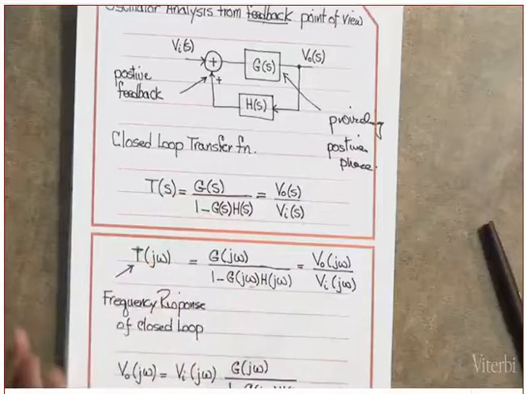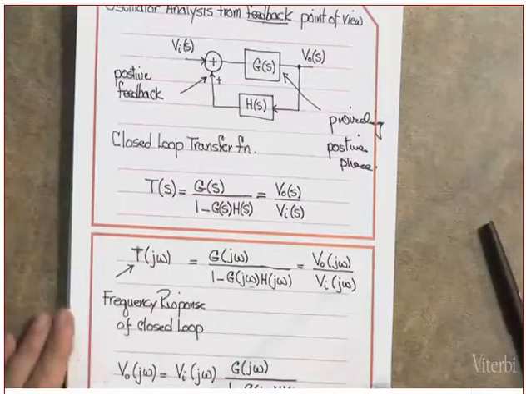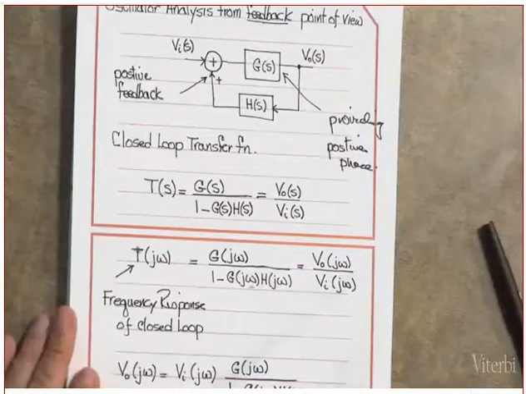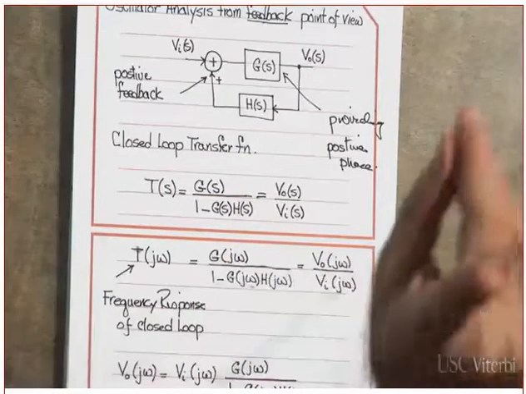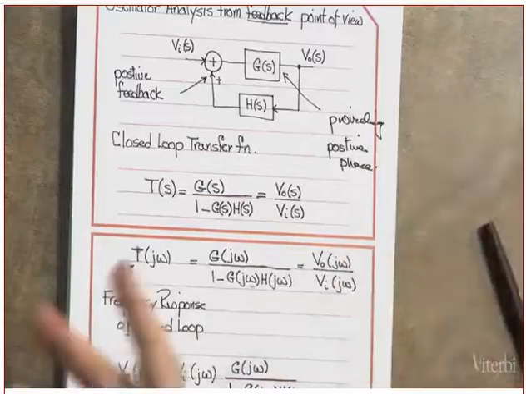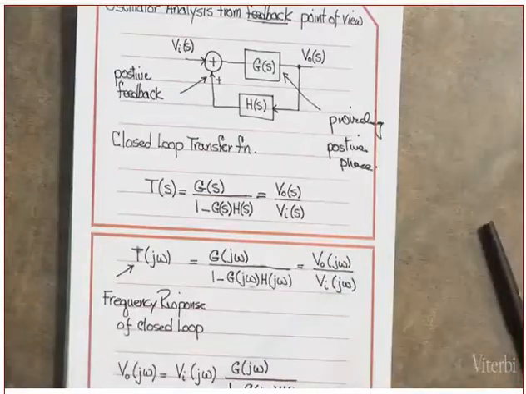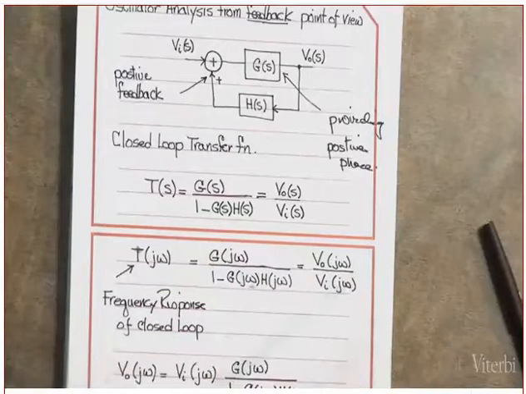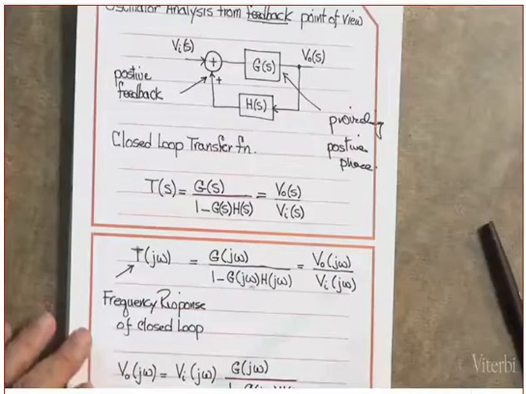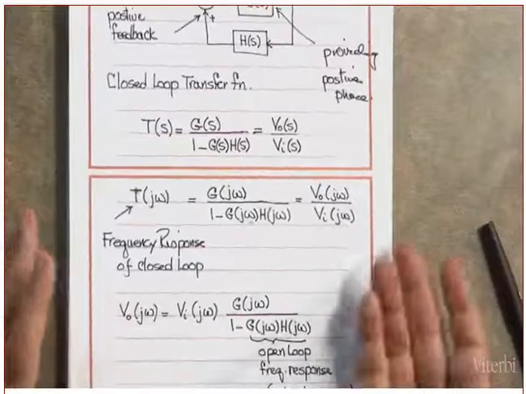Now, let's see if you can help me. In the steady state, what do I want T of S, the closed loop transfer function, to be equal to? Equal to 1. Did you get my point or not? But before that, in the startup, I want it to be greater than 1, to build up the oscillation at the beginning. Clear so far? Okay.